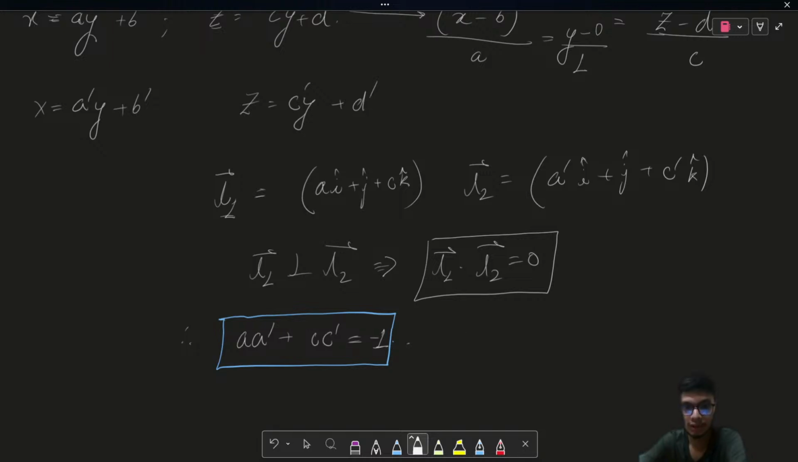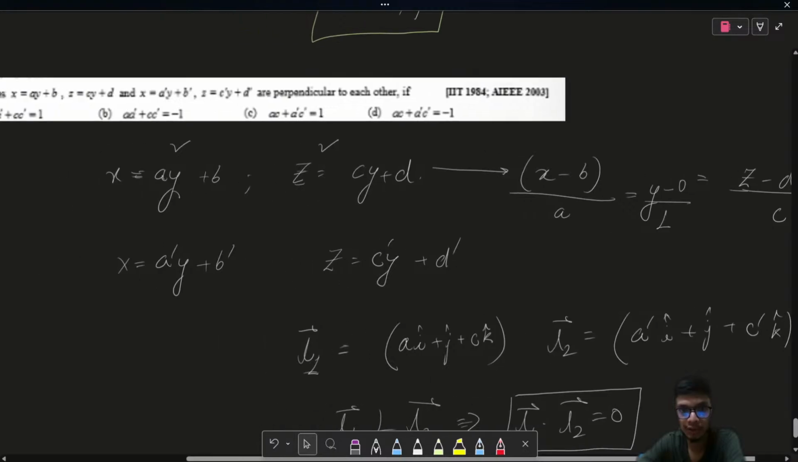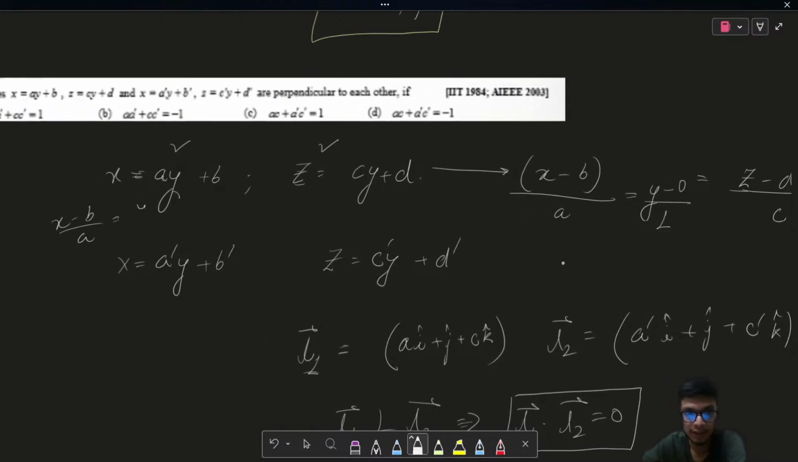Alright, so over here, whenever you are writing like x minus b upon a is equal to y upon 1, right? So we can write this part as y, something like this, right? So therefore, we have to write y upon 1. Now if you write it 0, then the contribution on the j direction is getting lost, right? So that is not correct. Okay, so whatever I explained earlier was wrong actually.